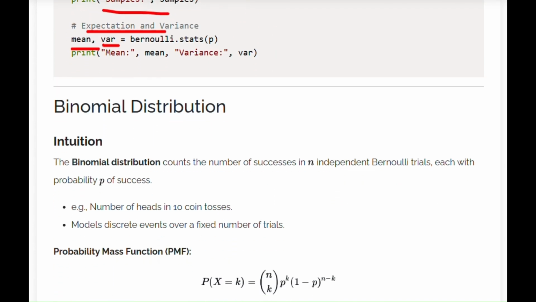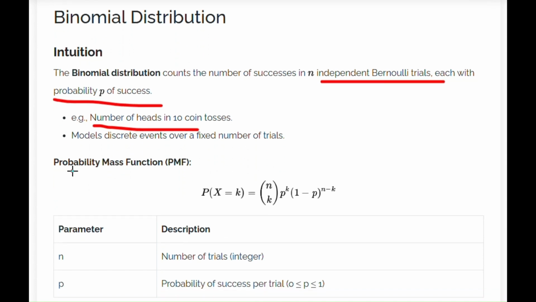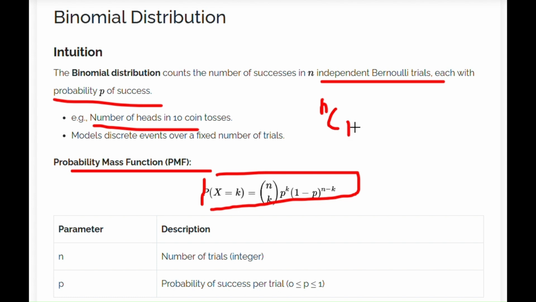Next up is the binomial distribution. Binomial counts the number of successes in n independent Bernoulli trials, each with a probability p of success. For example, the number of heads in 10 coin tosses. The probability mass function is given by this expression, which is n choose k times p to the k times 1 minus p to the power n minus k.